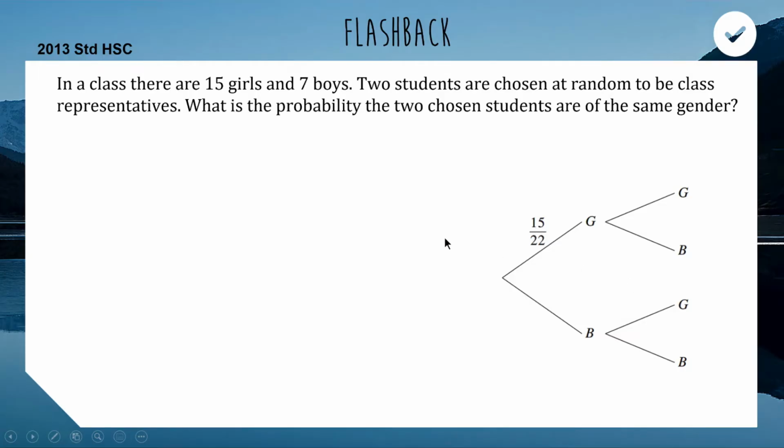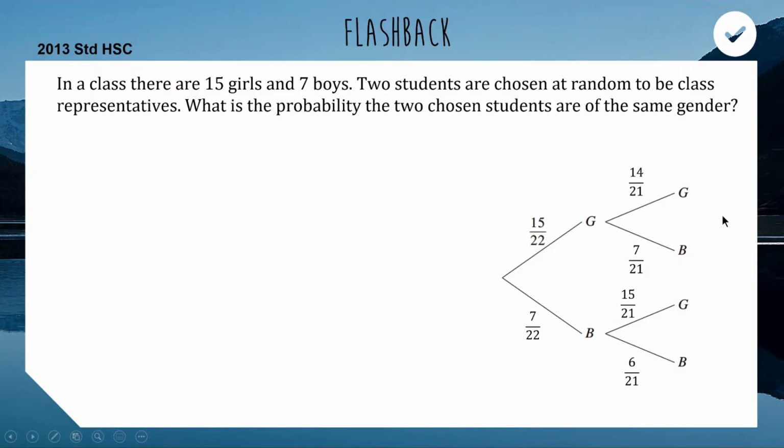So this is a standard maths HSC question from 2013. Hit pause and have a go yourself before I spoil it for you. Okay, so completing the rest of the probability tree is going to look like this. So we've got 15 out of 22 girls and then 7 out of 22 boys. And because we can't pick the same person twice, this is a non-replacement question. So if we've picked a girl on the first one, there's now a 14 out of 21 chance of picking a girl on the second try, etc.